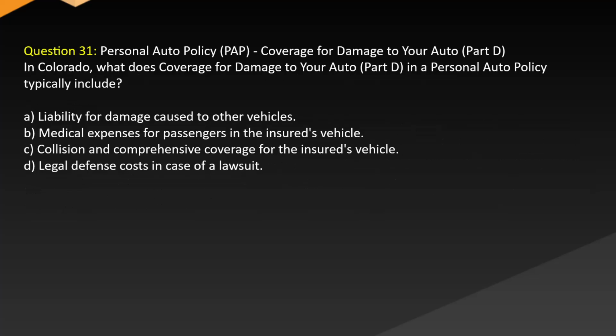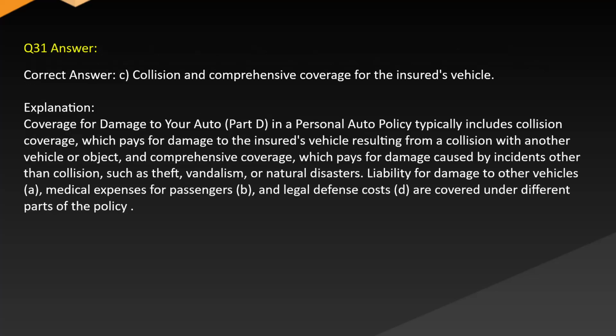Question 31. Personal auto policy, PAP. Coverage for damage to your auto, Part D, in Colorado. What does coverage for damage to your auto, Part D, in a personal auto policy typically include? A. Liability for damage caused to other vehicles. B. Medical expenses for passengers in the insured's vehicle. C. Collision and comprehensive coverage for the insured's vehicle. D. Legal defense costs in case of a lawsuit. Correct answer. C. Collision and comprehensive coverage for the insured's vehicle.